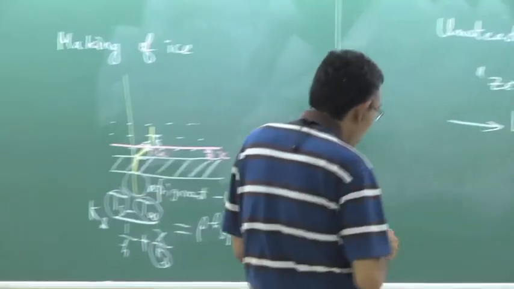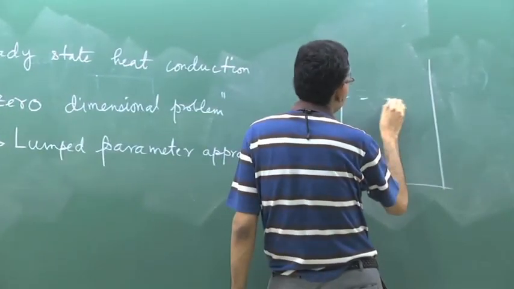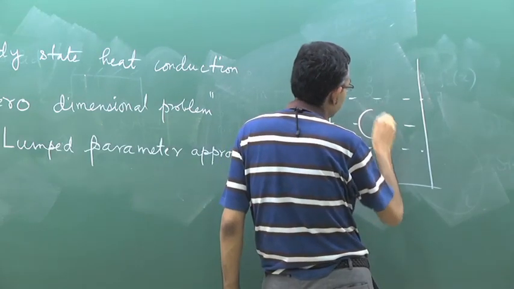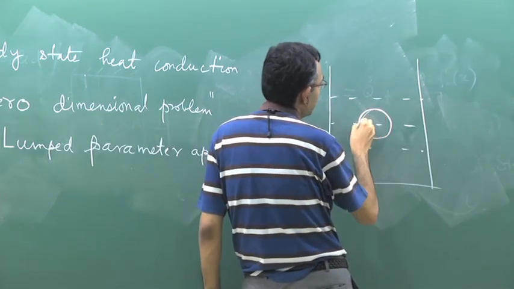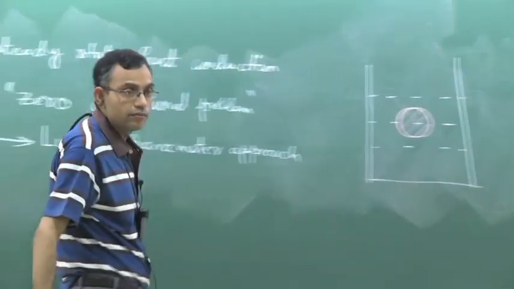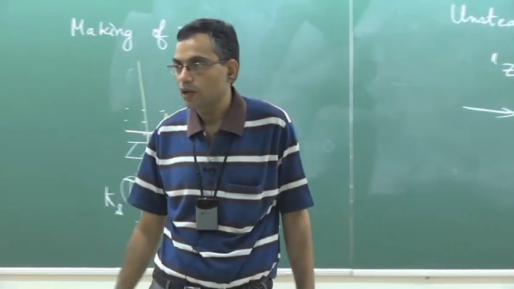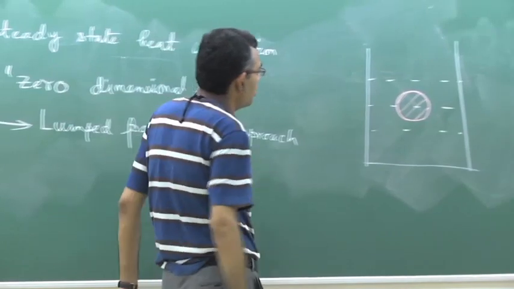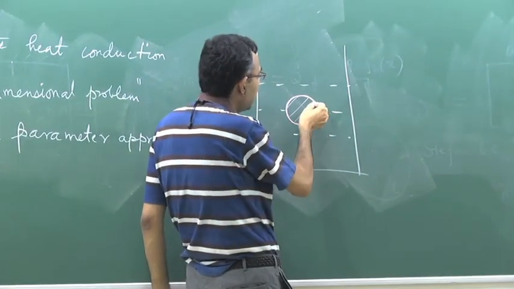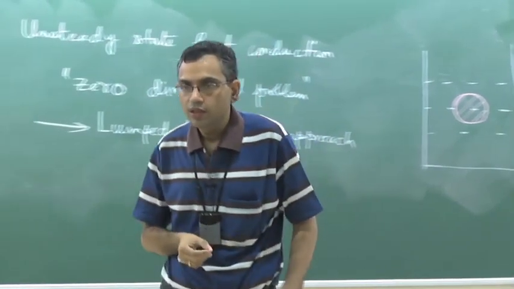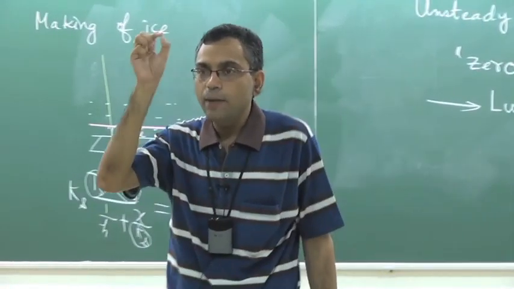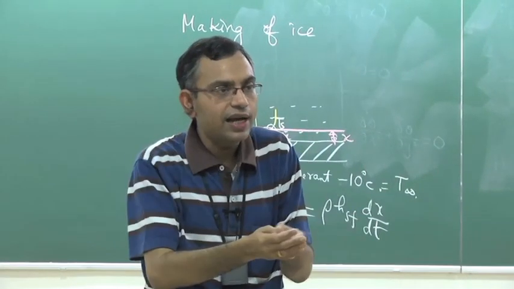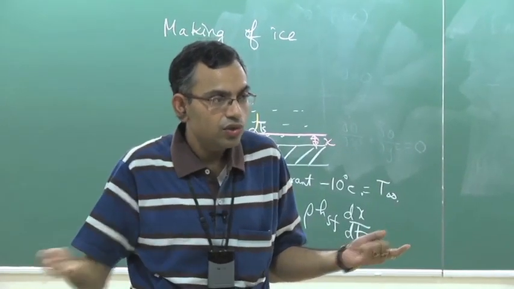So let us draw a schematic of the problem. So this is the bath. And this is the ball. For zero dimensional analysis, we consider this ball to be a lumped mass. What is the analogy in mechanics? It is a particle. In mechanics, when we say particle, what do we assume? Even rigid bodies we can assume as particles if there is no rotation. So what does it mean?